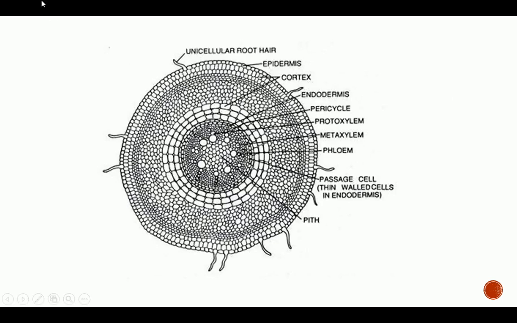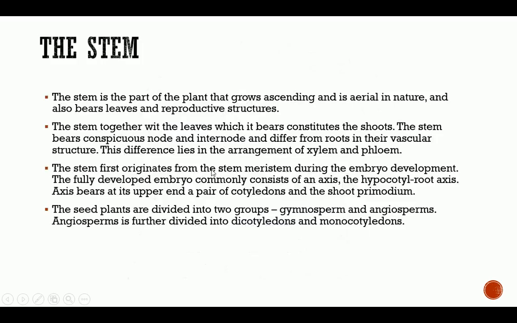Alright, this is what it looks like. Epidermis, cortex, down to this point, endodermis. We have the pericycle right after that. We have the protoxylem, we have the metaxylem, we have the phloem, we have the passage cell, thin wall cells in endodermis, and we have the pith. The pith lies at the center.